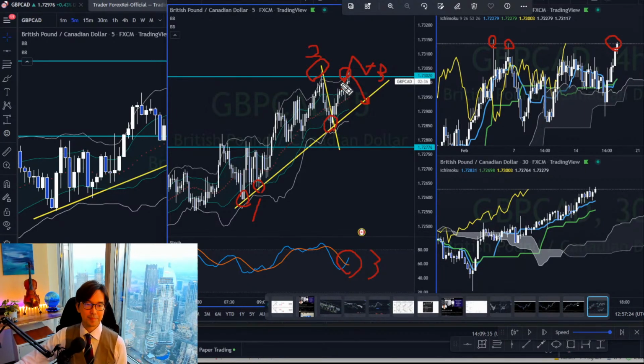This is my strategy. Basically, I follow the higher time frame Ichimoku direction. In this case, the forward chart is in an uptrend and also the 30-minute chart is in an uptrend. I took that.